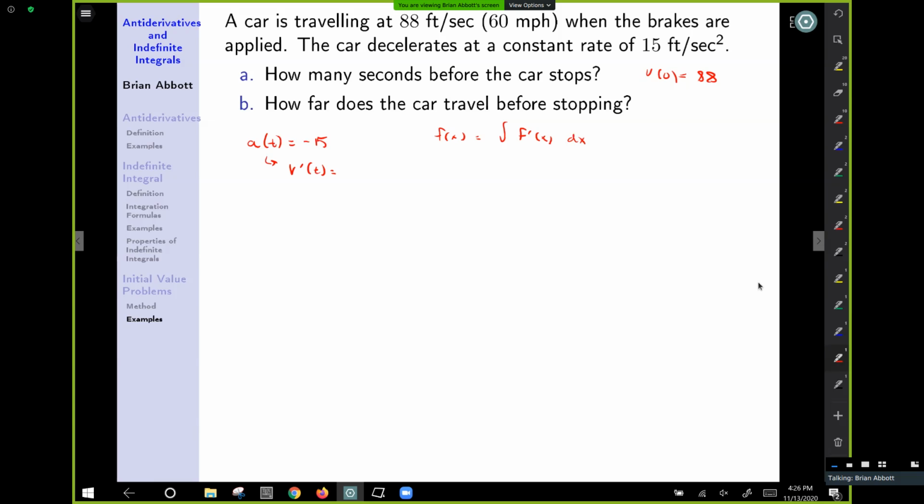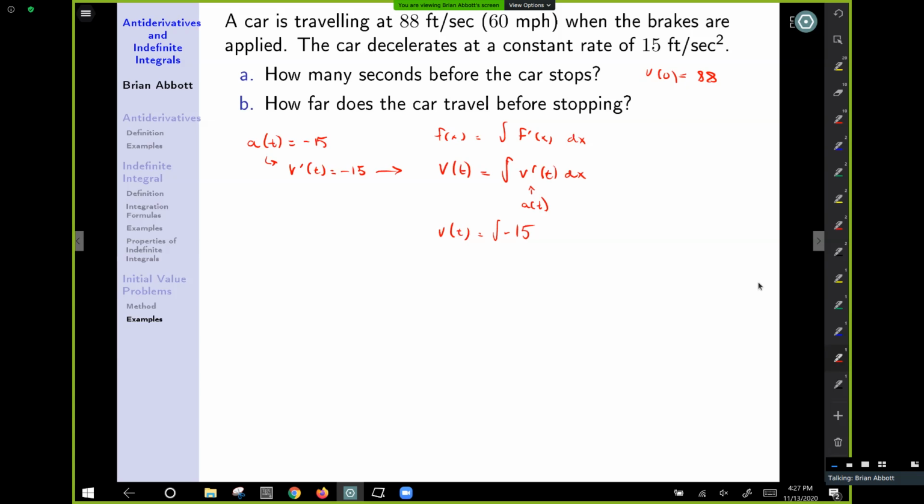We could write it as the derivative of velocity is negative 15. This fits into our game. We can integrate the derivative of velocity, acceleration, if you will. And when we integrate that, what will we get? What has the derivative of velocity? Well, velocity does. So let's substitute in some values, and we will be able to come up with an expression for our velocity.